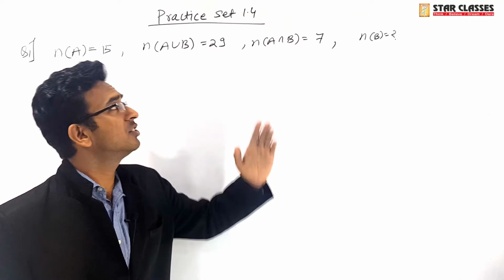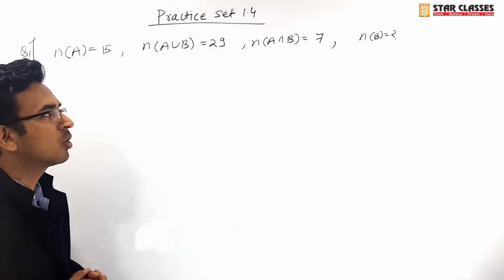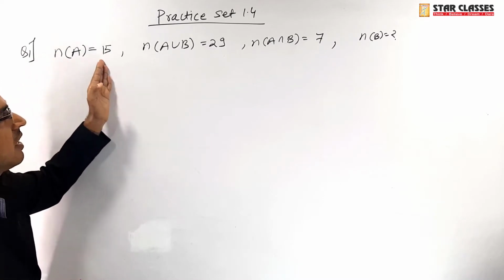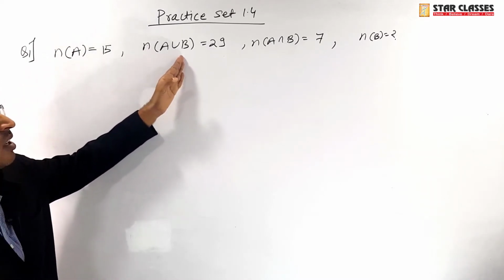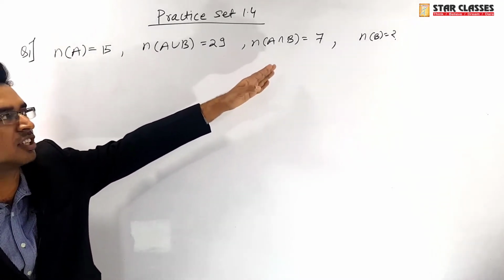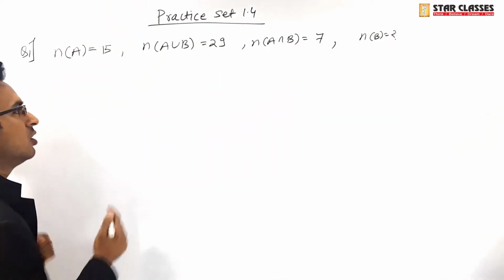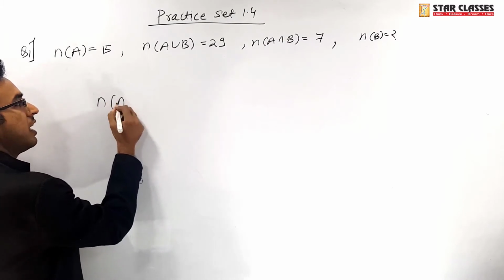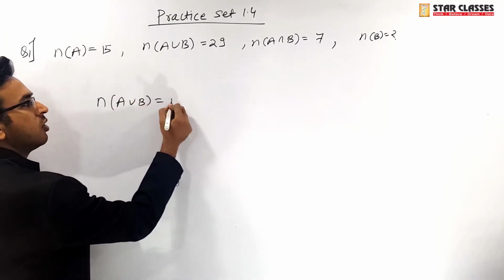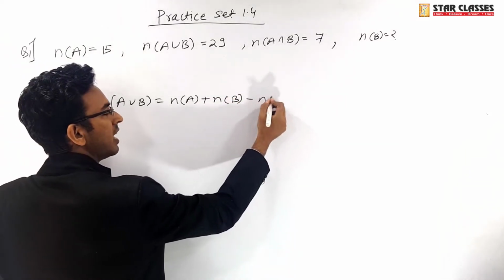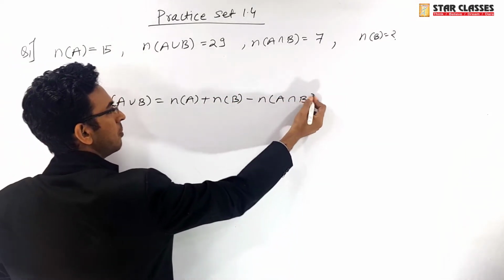Now we will do questions from practice set 1.4. Question number 1. We have been given the number of elements in set A, the number of elements in A union B, and the number of elements in A intersection B, and we have to find the number of elements in set B. So we know the formula: n of A union B is equal to n of A plus n of B minus n of A intersection B.